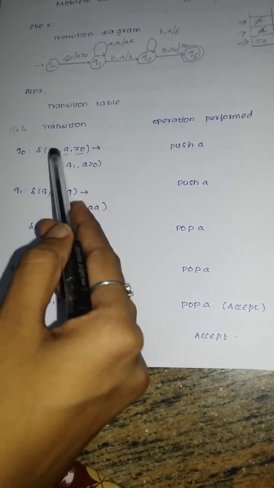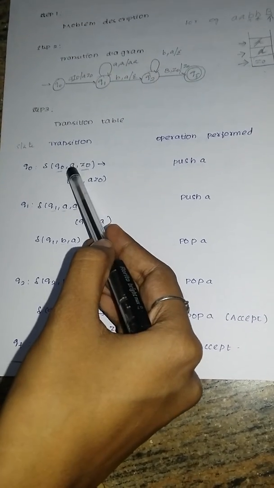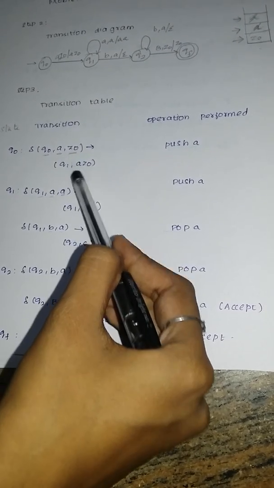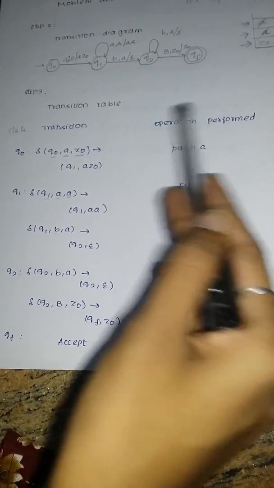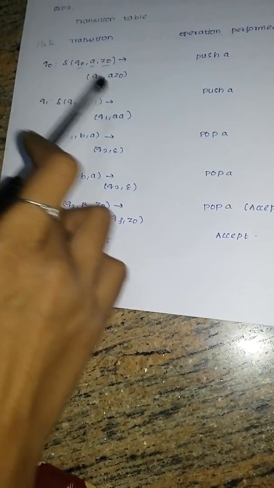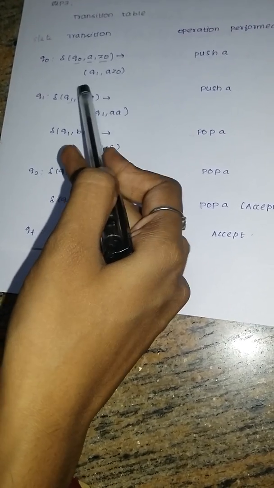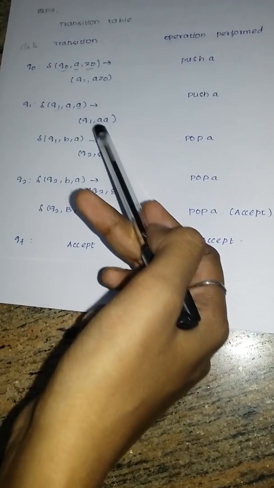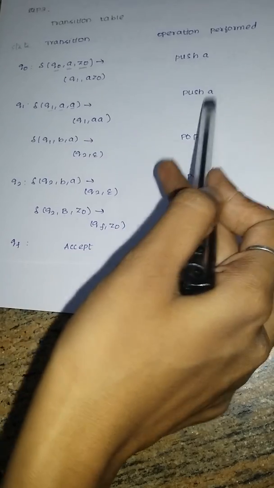In Q0, the transition is: Q0 is the state, A is the input and Z0 is the top of the stack. It moves to Q1 with A Z0 on the stack. The operation performed is push A. In Q1, 2 operations are performed. First one is Q1 with input A and A as the top of the stack. It moves to Q1 as a loop with AA on the stack. The operation performed is push A.